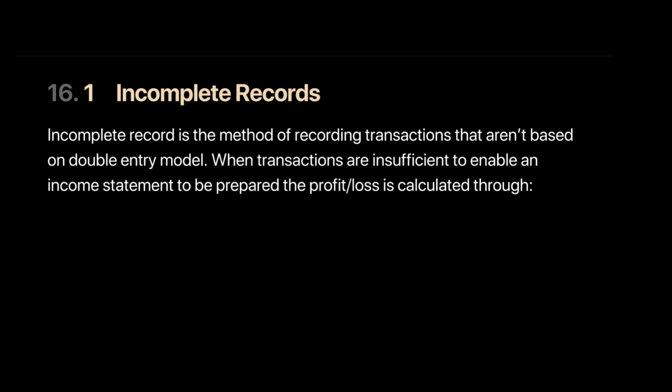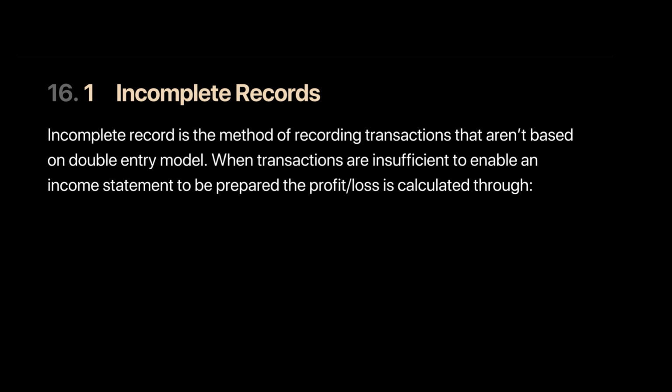So for such businesses, they will have incomplete records, which is the method of recording transactions that aren't based on the double entry model. So we will not have the double entry system over here, but we will have to use these transactions to prepare an income statement to calculate the profit or loss and also draw the statement of financial position. So we will have to use the given data over here in order to calculate all the missing items such as sales, purchases, etc.